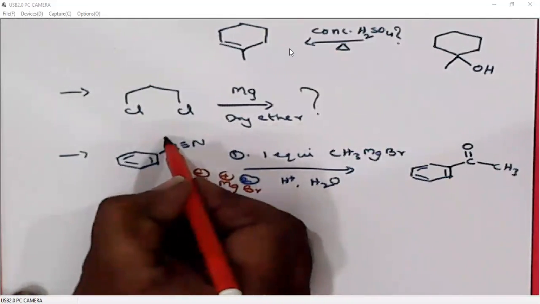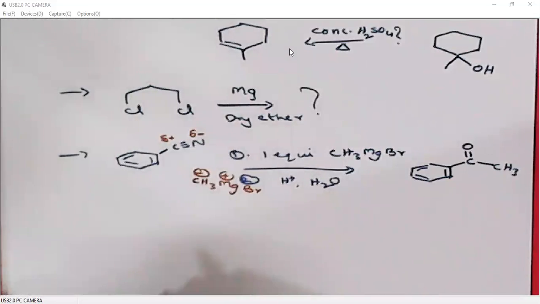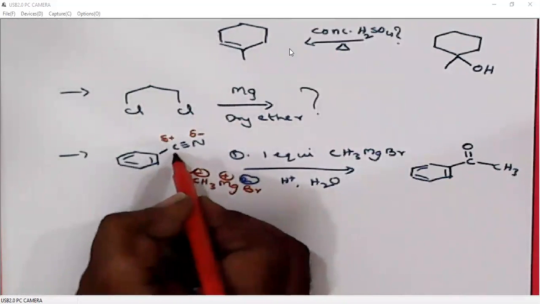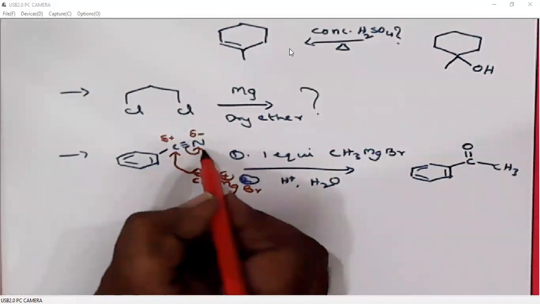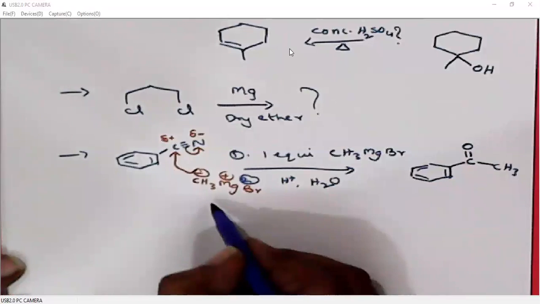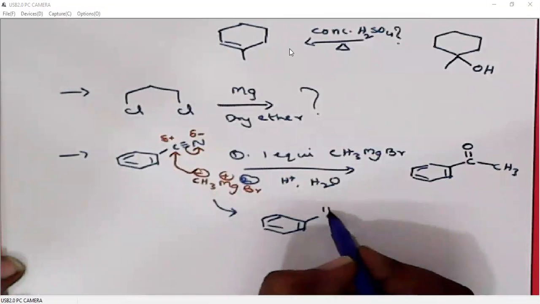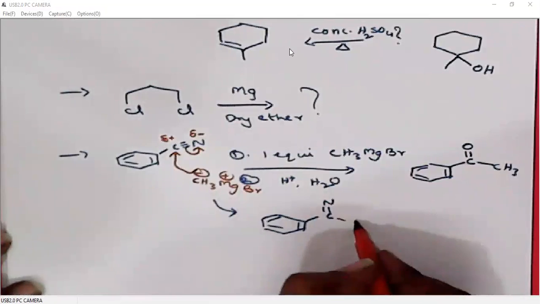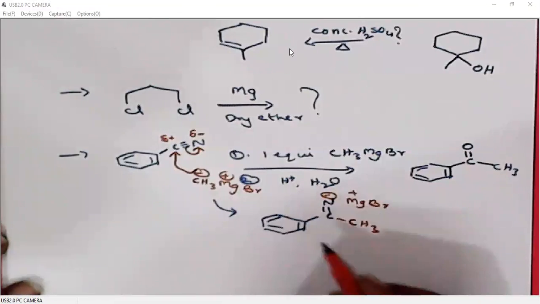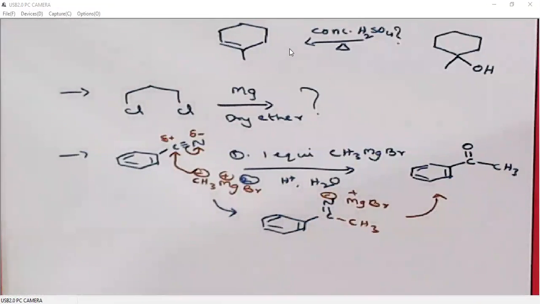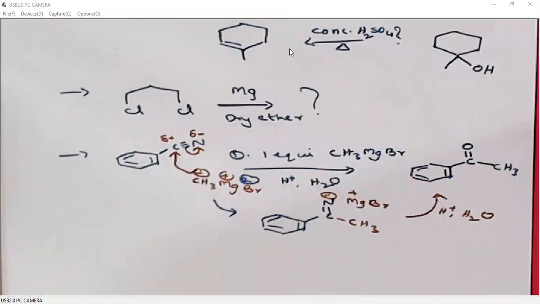In nitrile, carbon is partially positively charged, nitrogen is partially negatively charged. So this methyl anion will attack the nitrile carbon, then one of the pi bonds will be polarized towards nitrogen. So the product here is N minus, then MgBr plus. Then when we add dilute acid, it will be hydrolyzed to carbonyl.